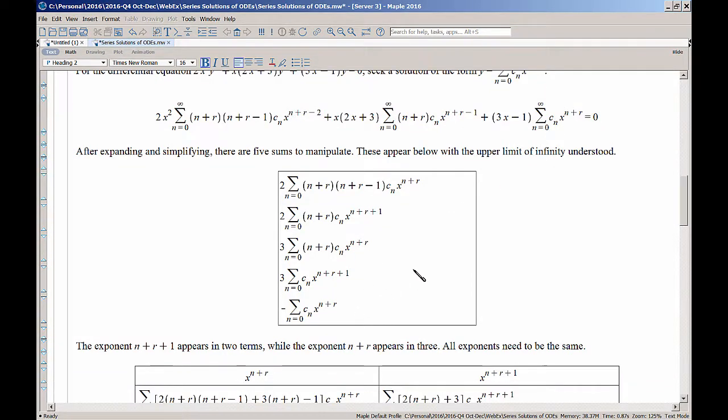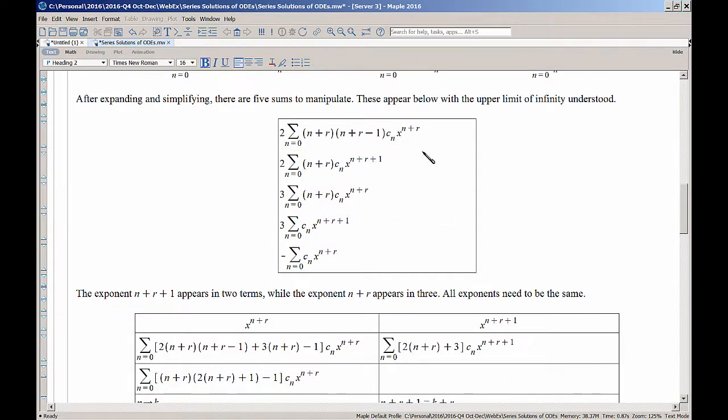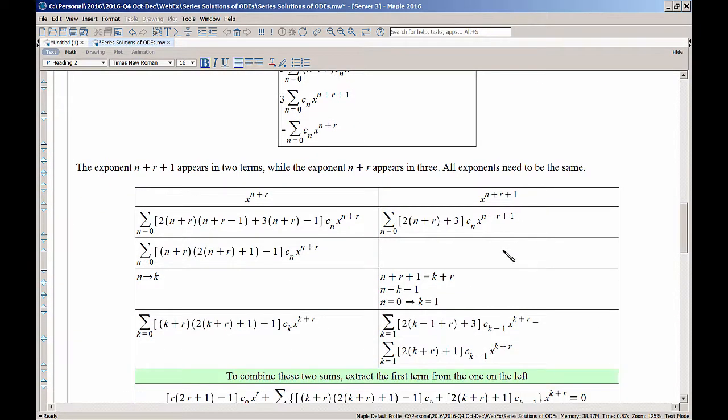So you'll have 5 series to play with. 3 of one kind, 2 of another. n plus r, n plus r, n plus r, and I'll look at that in the left-hand column here. n plus r plus 1, n plus r plus 1, I'll look at that in the right-hand column.